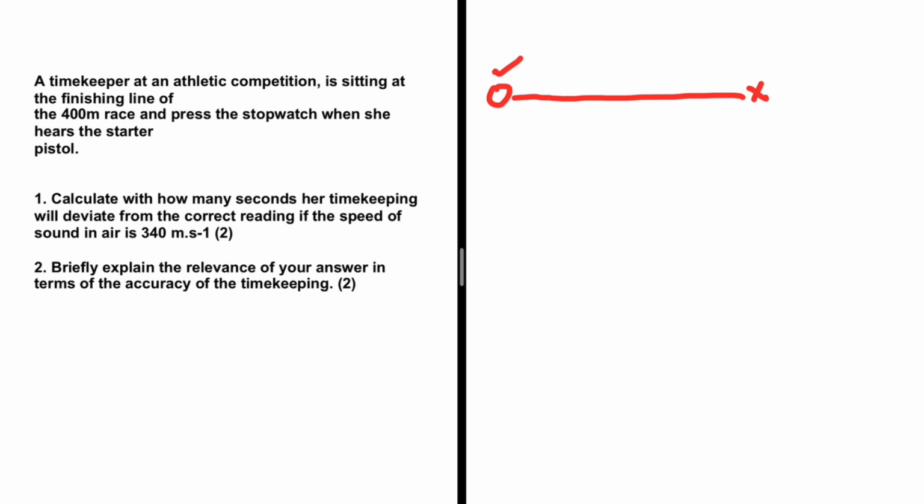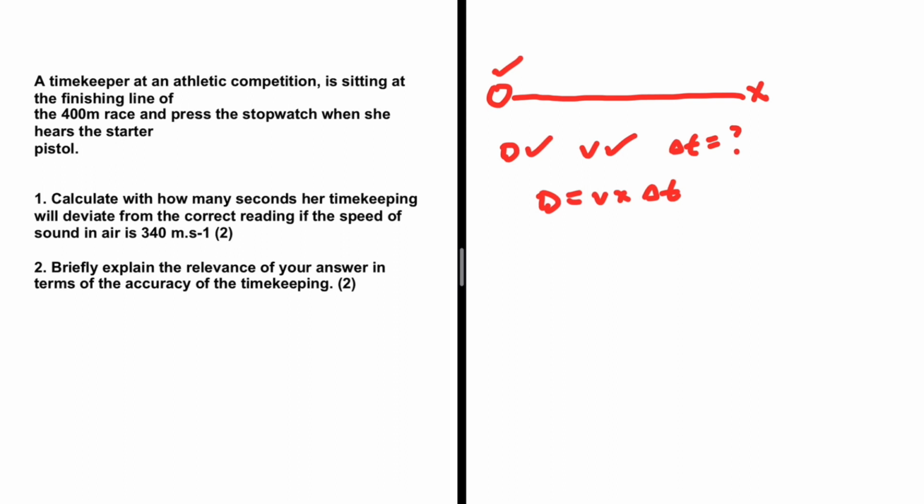So let's go ahead and calculate that. We have the distance, 400 meters. We have the speed of sound in air, 340 meters per second. We are interested in the time. So what do we do with these variables? We know that the distance is equal to the speed multiplied by the time. If we want to find the time, we can just use this equation. Or you can make delta t the subject of the formula first. But anyway, let's just go ahead and substitute.